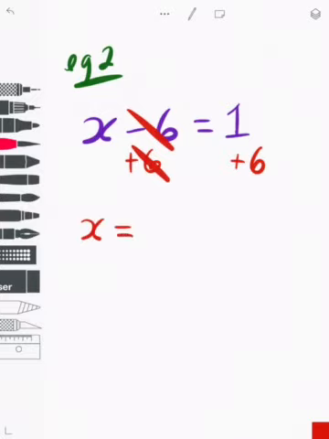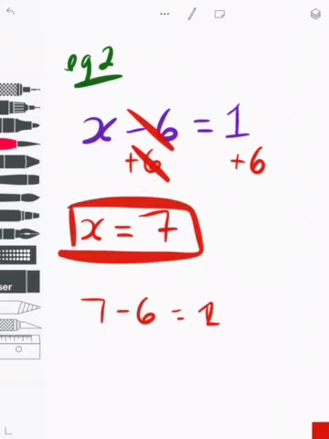x equals 1 plus 6. 1 plus 6 is 7. Let's pop that 7, or substitute that 7, back into our original equation, where we had 7 minus 6 equals 1. And we can see that our answer is correct. So always check your answer for an equation by popping it back in.